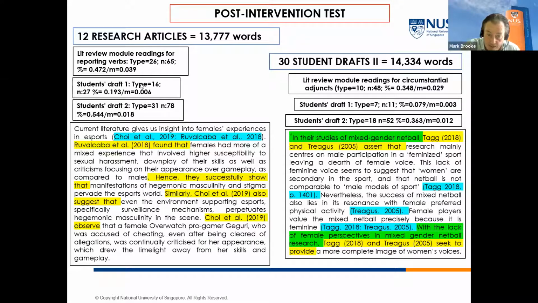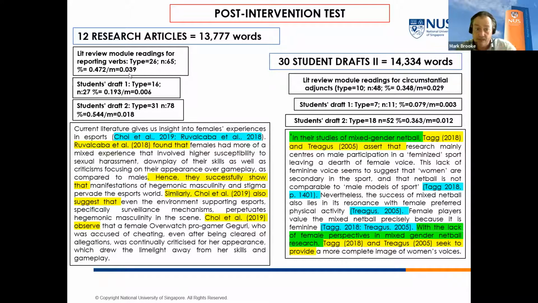But then you can see how for students it changed, from 16 and 27 to 31 and 78. So this was based on noticing of readings while they were doing their research as well. With regards to prepositional phrases and adverbial phrases, you can see what the lit review findings were: 10 types, 48 times. The students' drafts moved from 7 and 11 to 18 and 52. So again, a start significant.